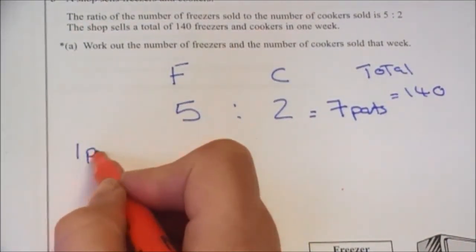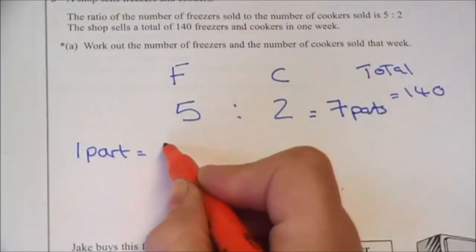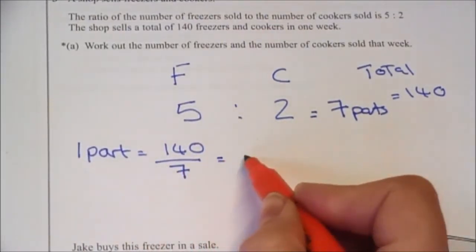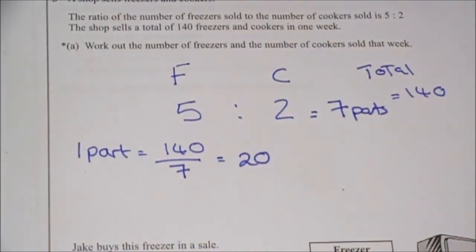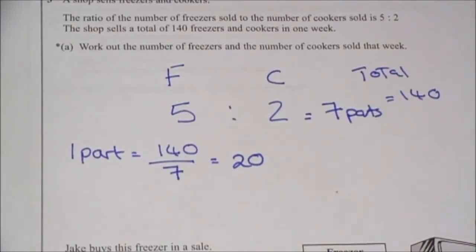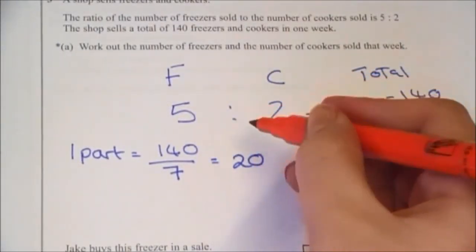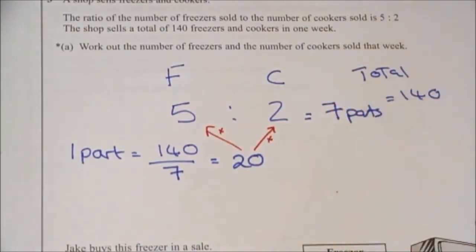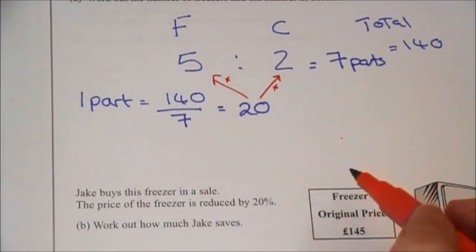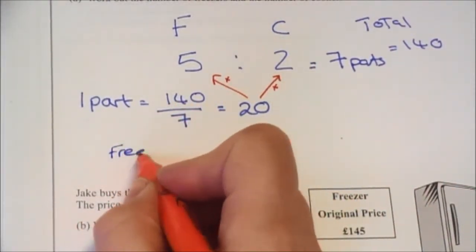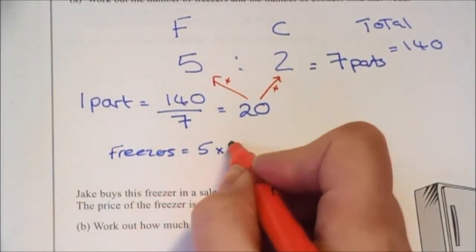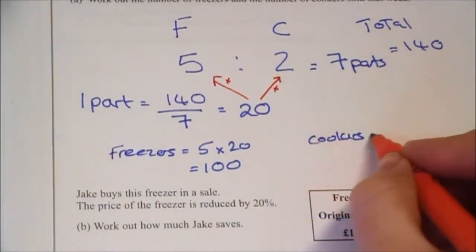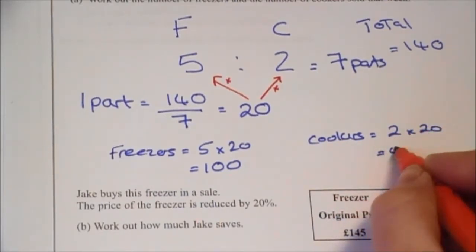So what I want to do is use a unitary method and find out what 1 part is. So 1 part equals the 140 in total divided by the 7 parts. And that tells me that 1 part is worth 20. Now, the fact that the ratio is 5 to 2 means I can multiply this 20 by 5 to find out how many freezers were sold, and multiply by 2 to find out how many cookers were sold. But I'm going to just lay it out in a little clearer way. So I'm going to say freezers equals 5 times 20, which is 100, and cookers is 2 lots of 20, which is 40.